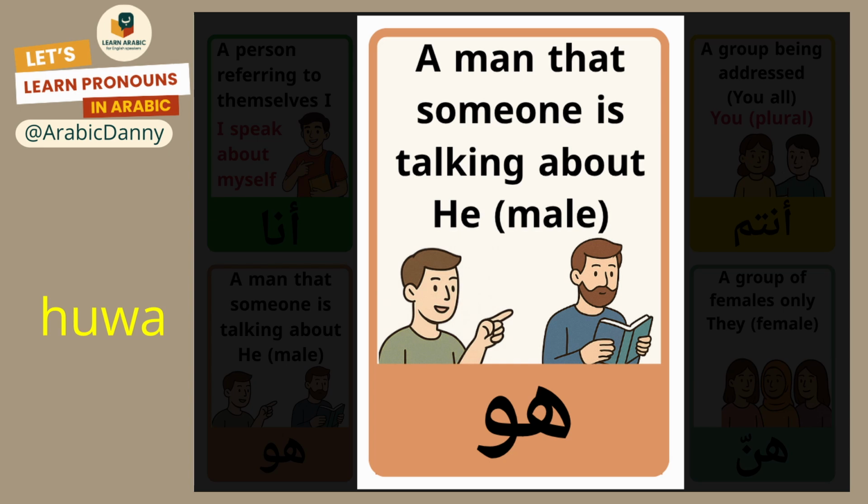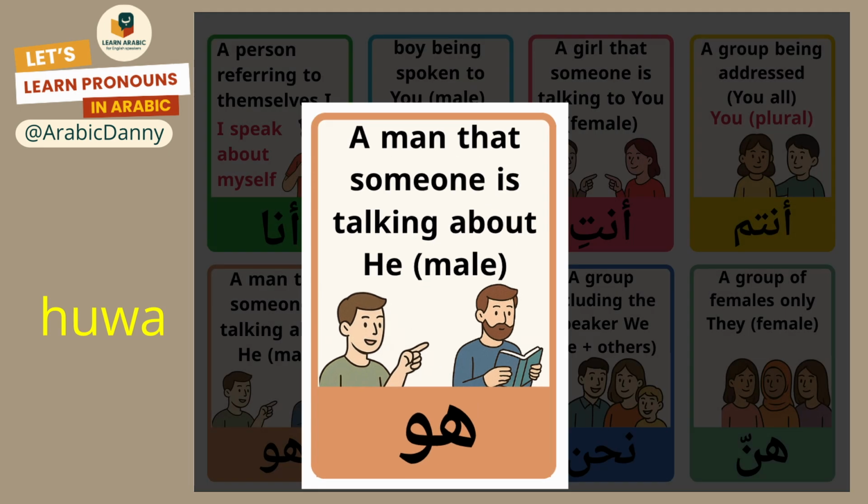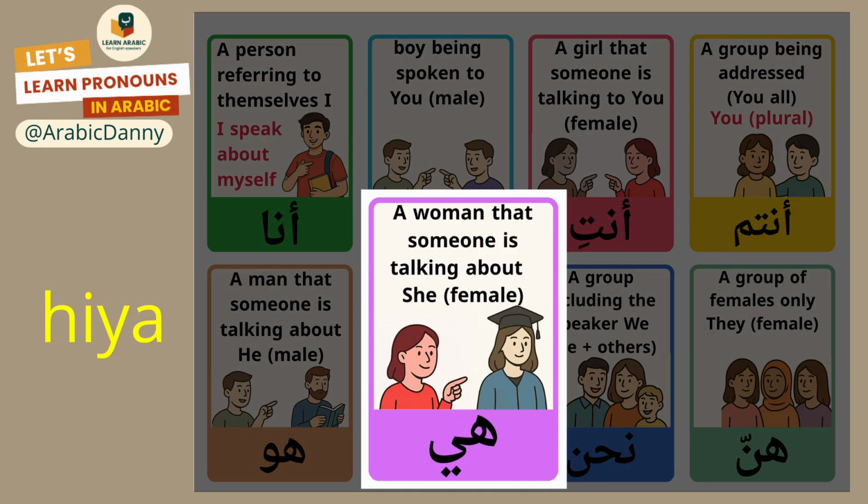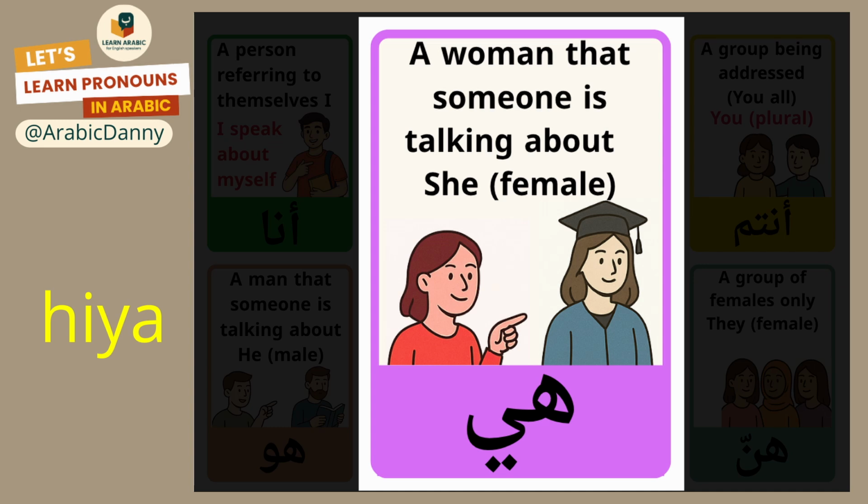Now let's learn the Arabic pronoun هي. It means she. We use هي when we talk about a girl or a woman, not directly to her. It's just like saying she in English. For example, هي طالبة means she is a student. هي ذكية means she is smart.